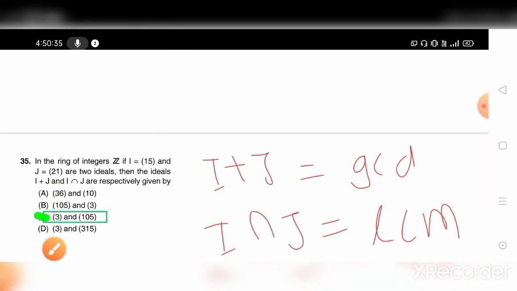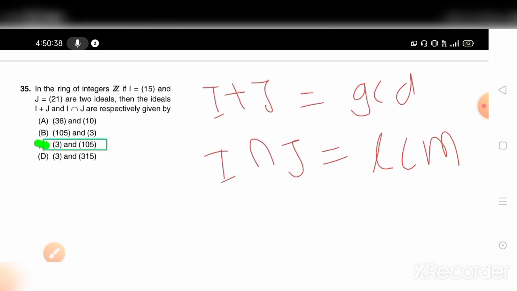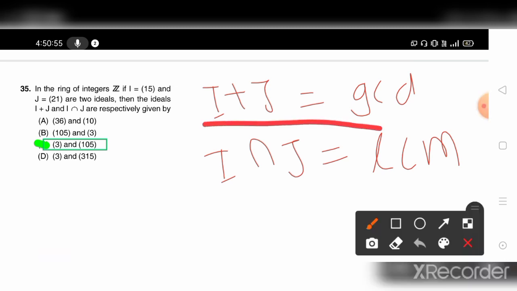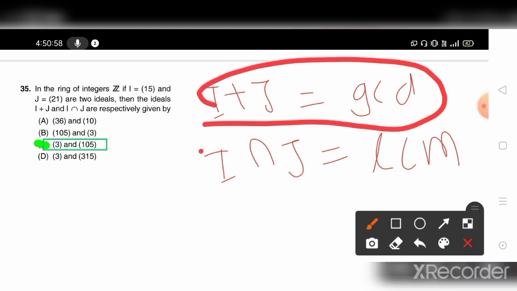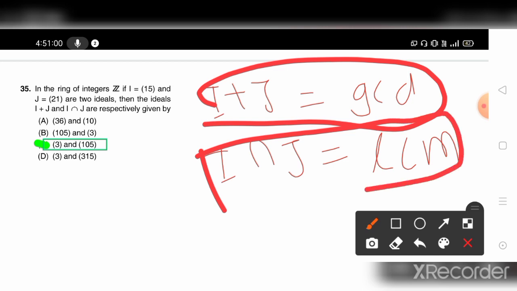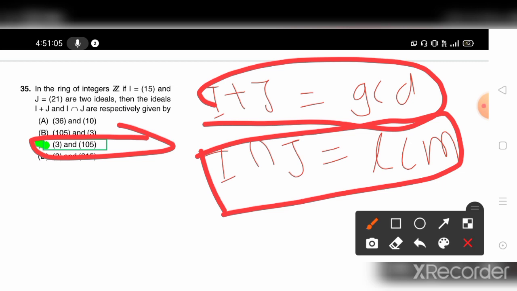Next question. In the ring of integers Z, if I equals (15) and J equals (21) are two ideals, then the ideals I plus J and I intersection J are respectively given by: here I plus J, then find the GCD of I and J, and I intersection J, then the LCM of I and J. So option C is correct. Here the GCD is 3 and the LCM is 105 of 21 and 15.